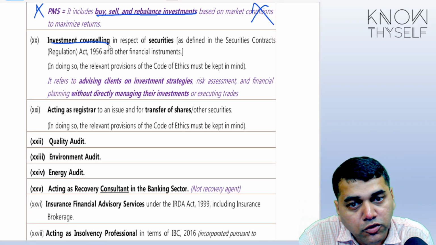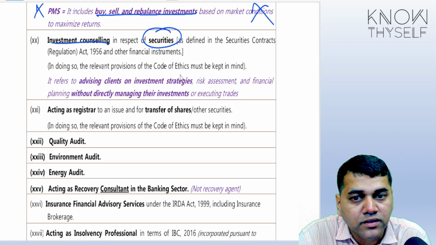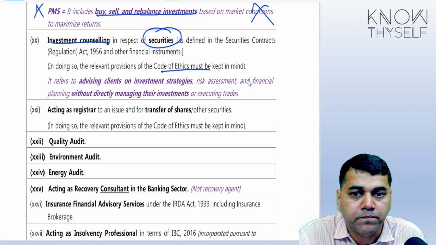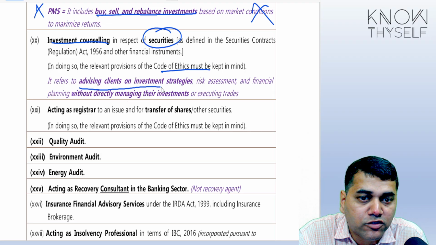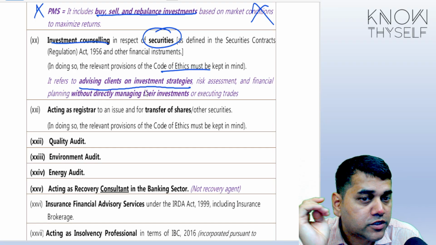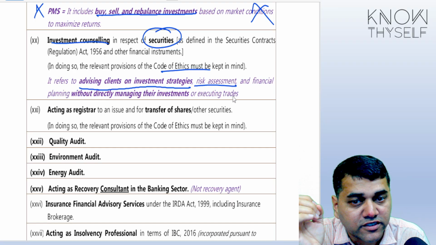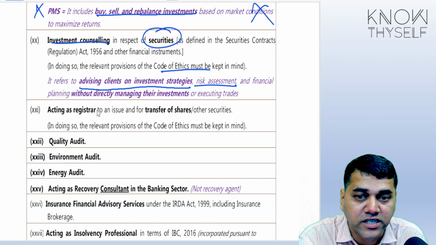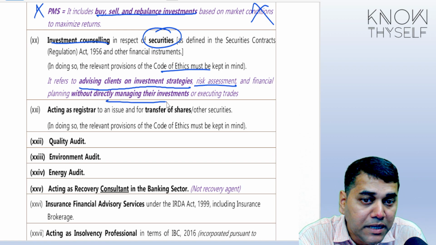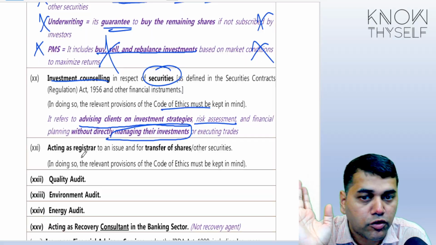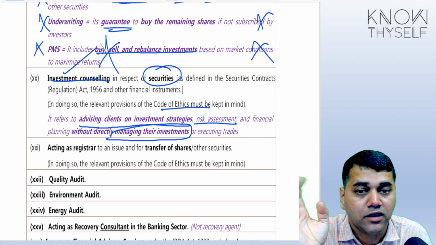Then investment counseling you can do for the securities. In doing so, the relevant provisions of the code of ethics have to be kept in mind. It refers to advising clients on investment strategies, like should you invest in the mutual fund, how much money you should shift to gold, what is the risk assessment, what is the financial planning, when do you need money for your kids' education, marriage, whatever, without directly managing their investment. See, direct management of the investment you should not get involved in, but you can give advice. Counseling you can do.